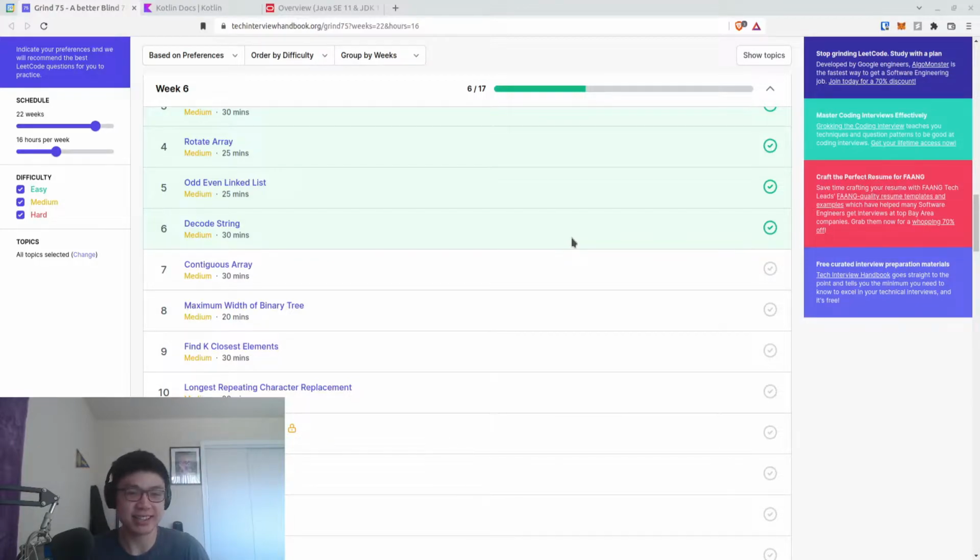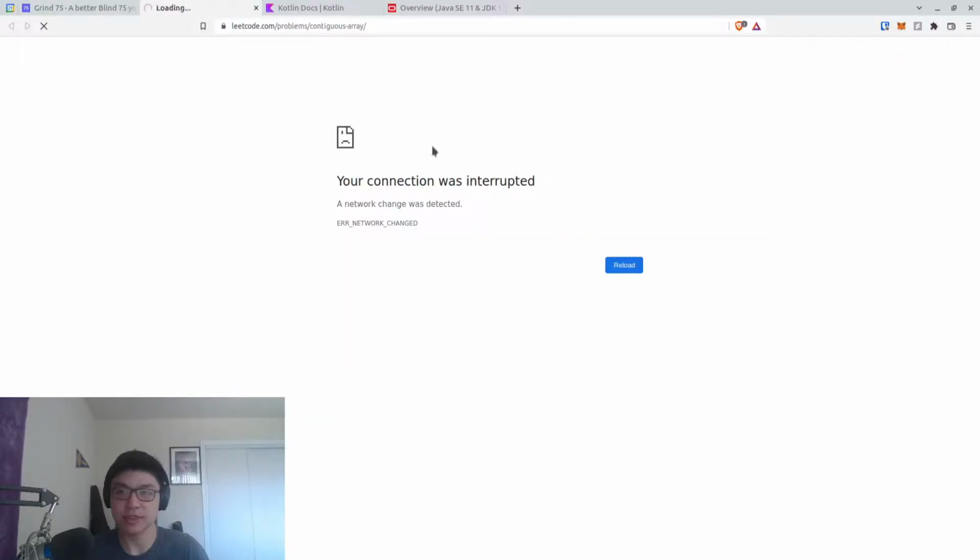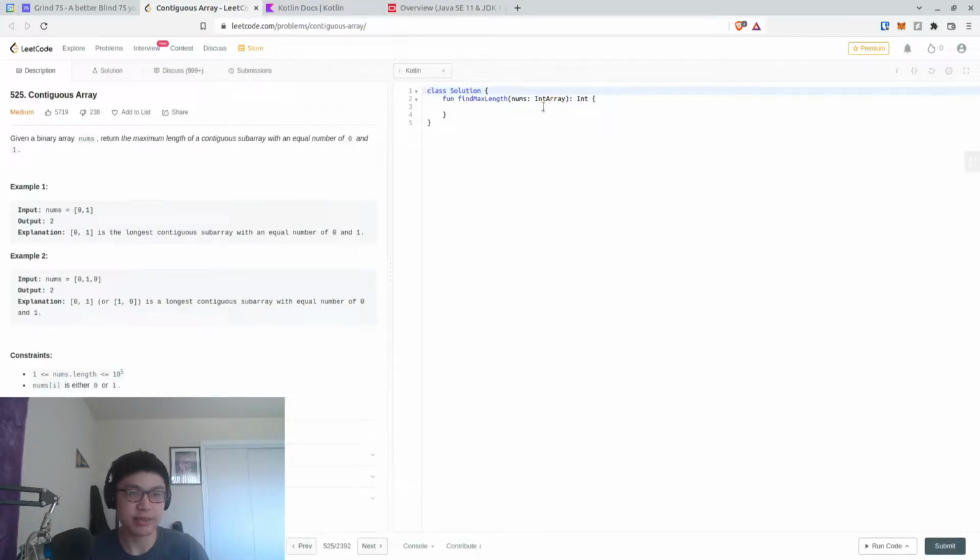But in any case, let's get started with today's problems. So, our first problem of the day, once this actually loads up, is LeetCode number 525, Contiguous Array. Given a binary array nums, return the maximum length of a contiguous subarray with an equal number of 0 and 1.